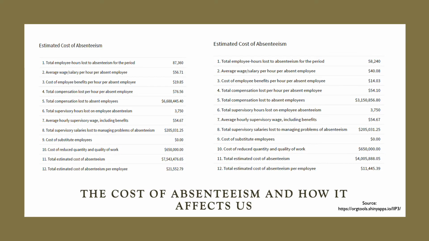When the absenteeism rate is reduced from 12% to 8%, and the change in total absenteeism for the different groups is reduced, the total estimated cost of absenteeism and total estimated cost of absenteeism per employee goes down significantly on the right side of the slide. As you can see, this would be a huge savings if we could reduce our absenteeism. Now you may be asking, how do we do that?